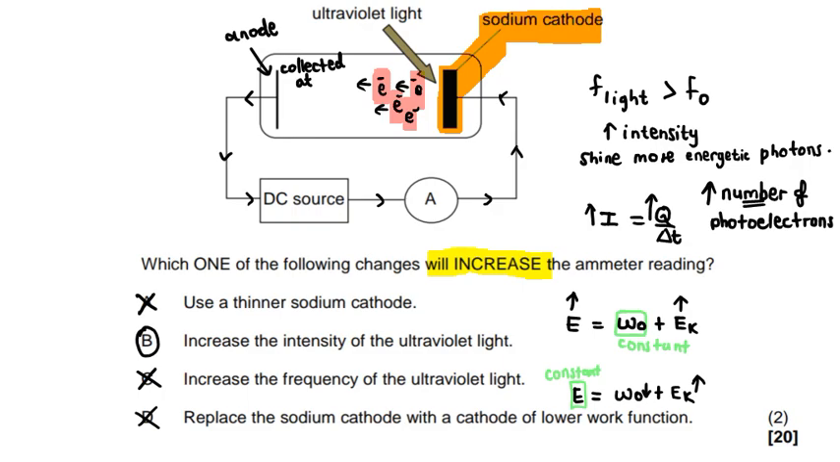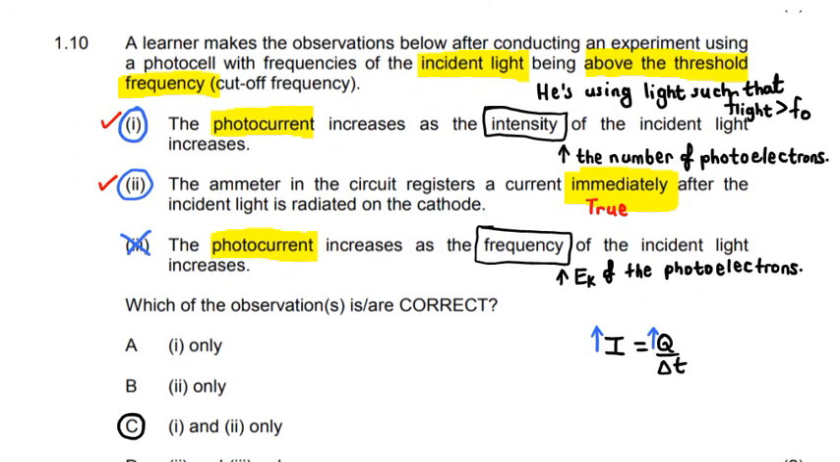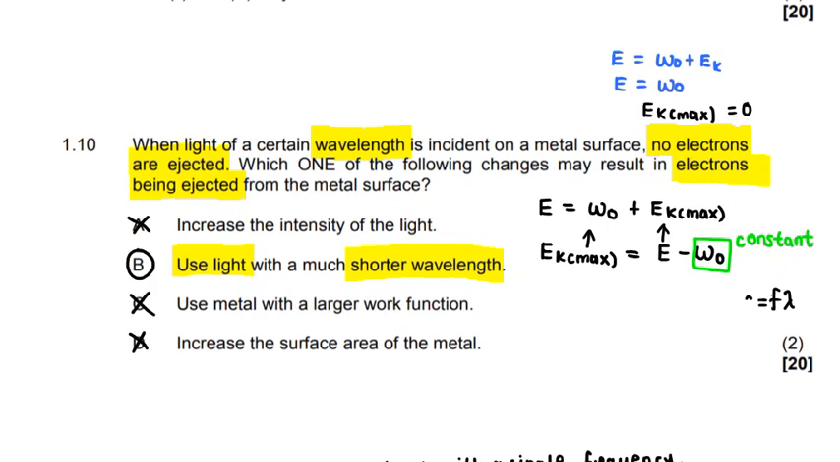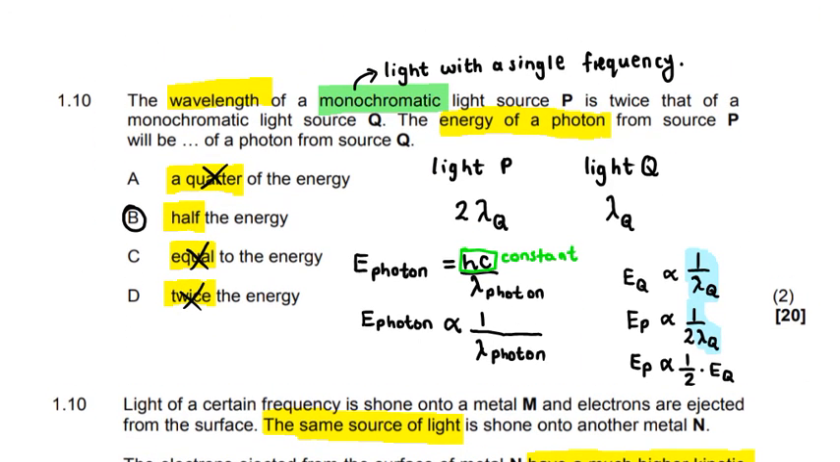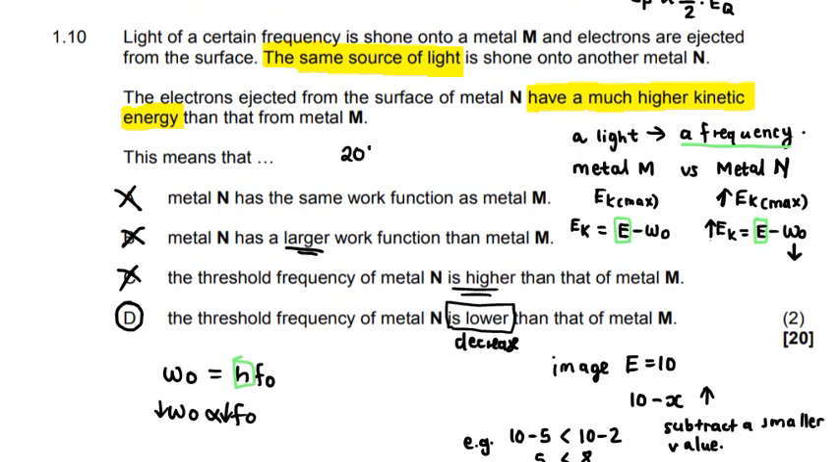Okay, so if we then go back and summarize, in 2014 for 1.10, the answer was C. And then in 2015 for 1.10, the answer was B. And then this is now 2016, 1.10, the answer was also B. And then this one is 2017, for 1.10, the answer was D.